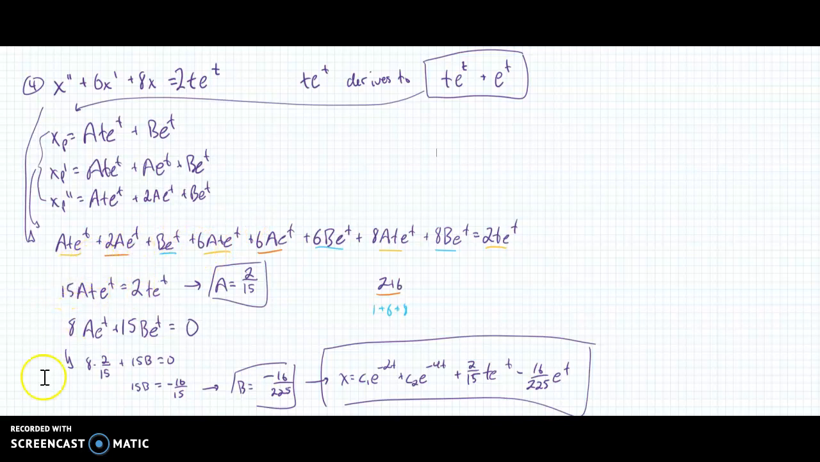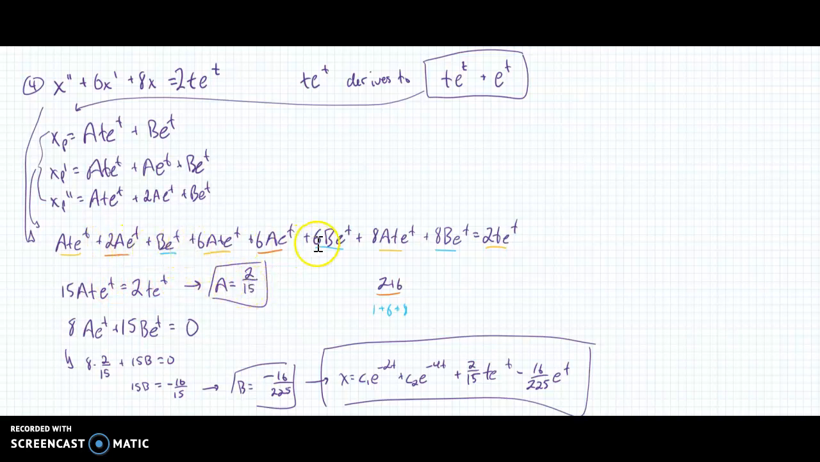What do I get? I combine all my A t e to the t terms. Oh, look, all of them have A's on them. This one does, this one does, this one does. If I add them up, I get 15a equals 2 t e to the t. So I can quickly solve for a equals 2 over 15.